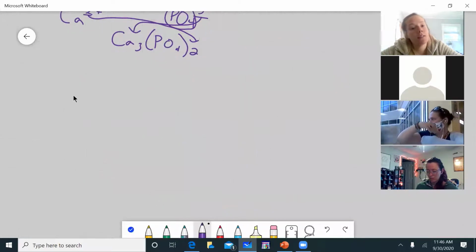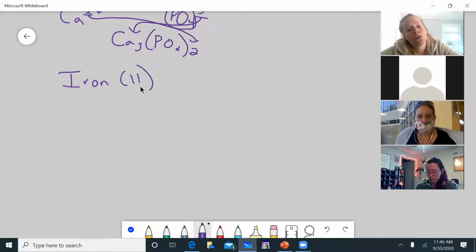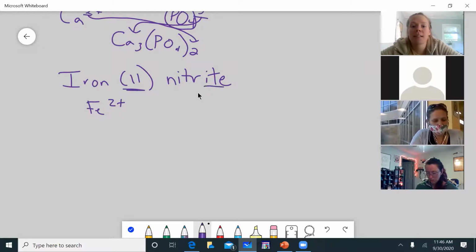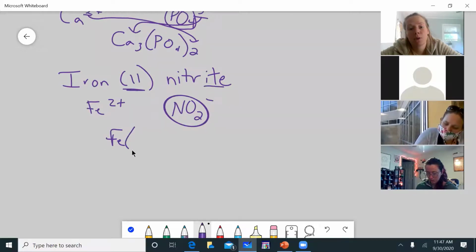So if I've got iron 2 nitrite, iron in this case, Fe, you start looking at the periodic chart. Where's its charge? It's written right there. Okay, so 2+. Nitrite, again, ITE is a polyatomic ion. So NO2 with a minus charge. We're going to keep this as a unit. Flip-flop, Fe, parentheses, NO2, 2.